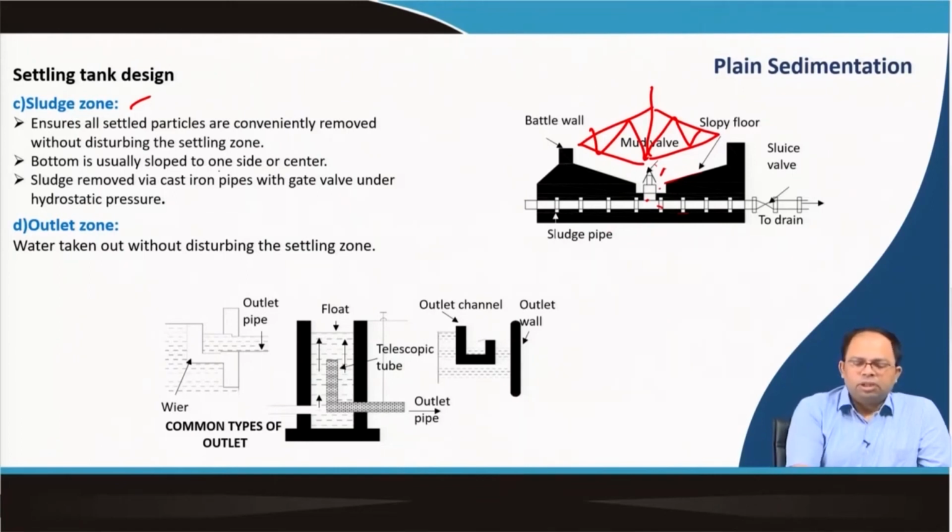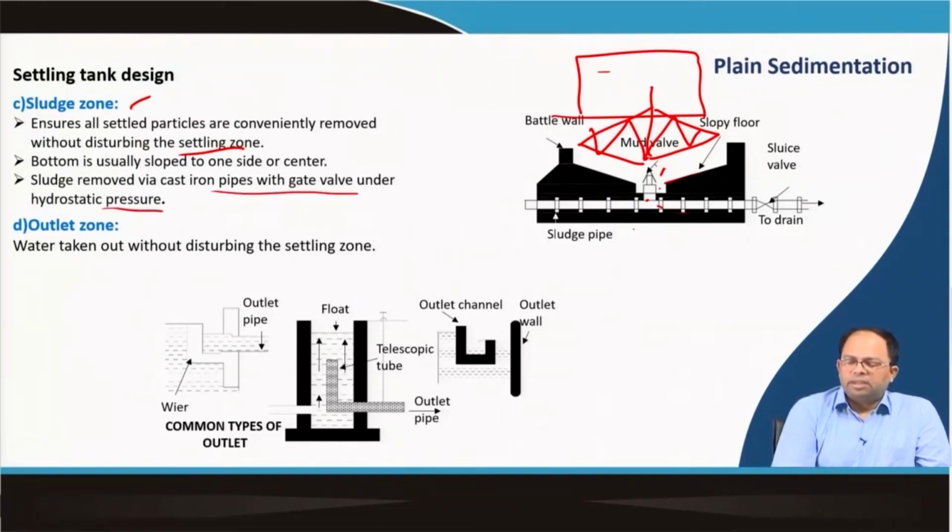The bottom is usually sloped to one side or the center, and we make sure that all this movement happens in the sludge zone and does not affect the settling part at the top. That is why all settled particles are conveniently removed without disturbing the settling zone. Sludge is removed via cast iron pipes with a gate valve under hydrostatic pressure. So, some amount of pressure, that is how we create the pressure.